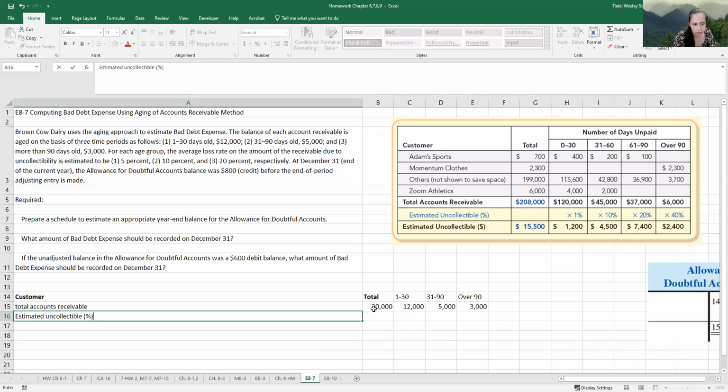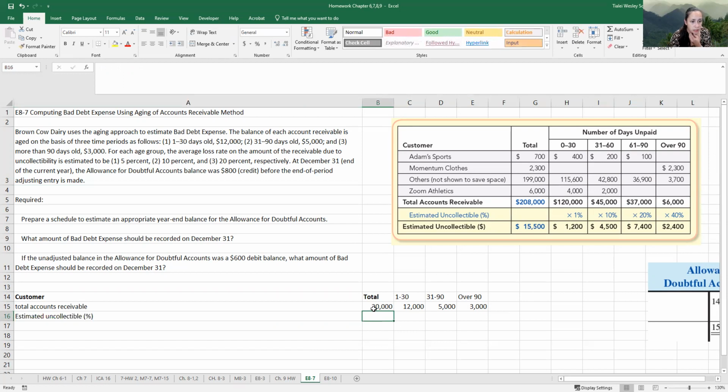as a percentage. It says for group 1, which is our 1 to 30 days, it says 5%. So I'm going to write 0.05, or I could write 10 and make it a percentage here. Oh, not 1,000%. So I'll do 0.1, and if I made it into a percentage, then we can see our 10% and 20%, 0.2. So 20% will be uncollectible.